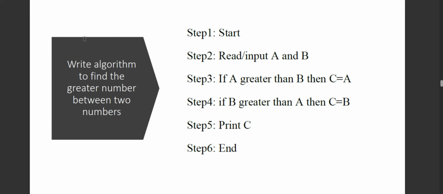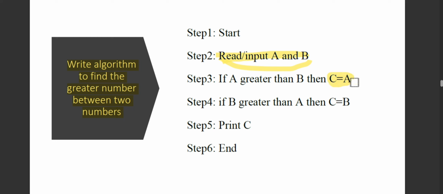Another example is: write an algorithm to find the greatest number between two numbers. In this we have some steps. The first step will be reading the input, and next we will take another variable c. The user will be giving us two numbers. Let us assume that the first number is a and the second number is b. Now let us assume c is the greatest number.